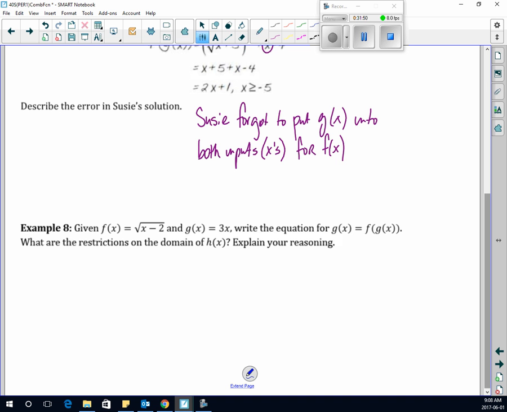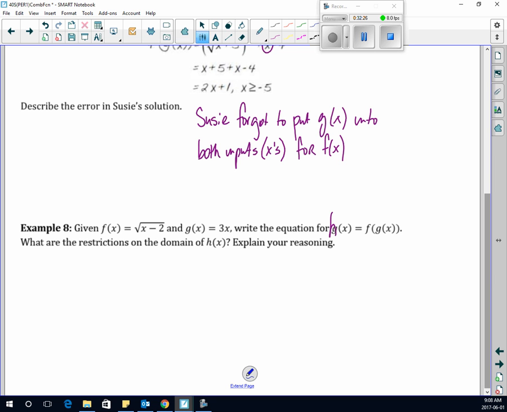Almost done here. Given f of x is the square root function and g of x is this line, write the equation for g of x equals f of g of x. I'm thinking this is supposed to be h of x, people, because it doesn't make sense, does it? Do you have h of x on yours? Okay, please fix this to h of x equals f of g of x, because otherwise it doesn't make sense. So I have one mistake I need to fix up there.